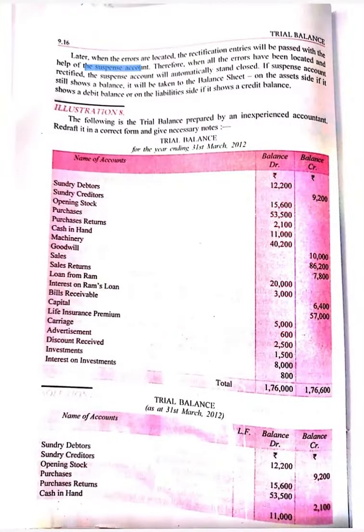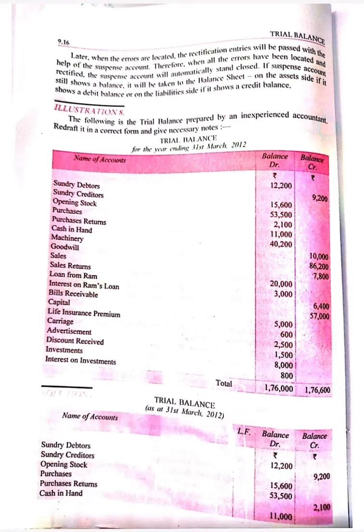Later, when errors are located, the rectification entries will be passed with the help of suspense account. Therefore, when all the errors have been located and rectified, the suspense account will automatically stand closed. If suspense account is still shown in the balance, it will be taken to the balance sheet. On the asset side, it shows a debit balance, or on the liability side, it shows a credit balance. Okay, so now let's see an illustration.